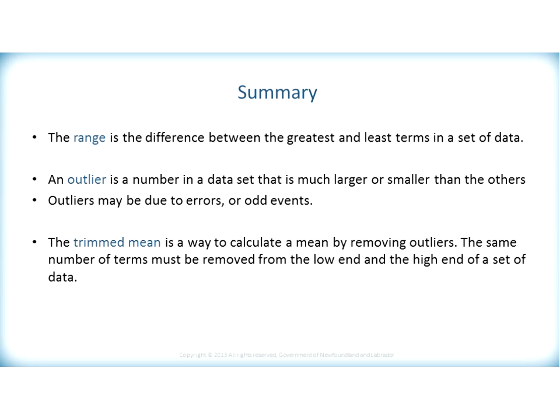And finally, the trimmed mean is a way to calculate a mean by removing outliers. The same number of terms must be removed from the low end and the high end of a set of data if you want to calculate a trimmed mean. So again, you can't drop the top 2 terms in a set of data and not drop the bottom 2. They have to be an equal number dropped from the top and the bottom in a set of data.